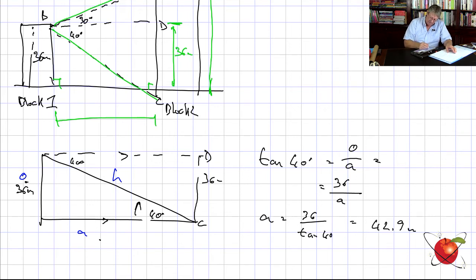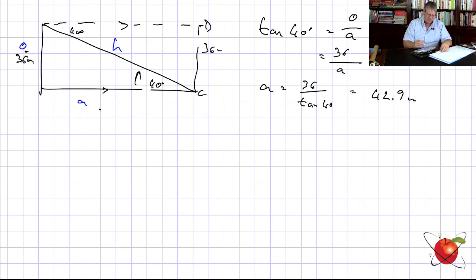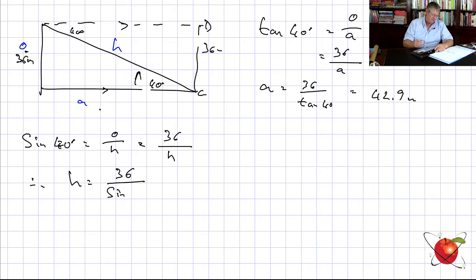And then I go back up and put 42.9 meters in there. Straight away, either through Pythagoras or through trig, you can find the hypotenuse. I did it here using trig because that's the cable length. I need h now, and I've got opposite. Sine of 40 degrees is equal to opposite over hypotenuse, which is 36 over h. Therefore, h is equal to 36 over sine of 40 degrees, which is equal to 56 meters. So now I know that that is 56 meters.